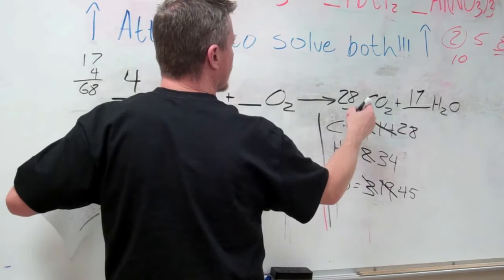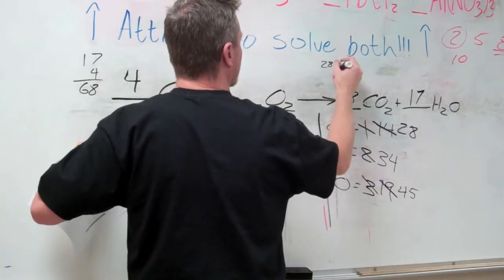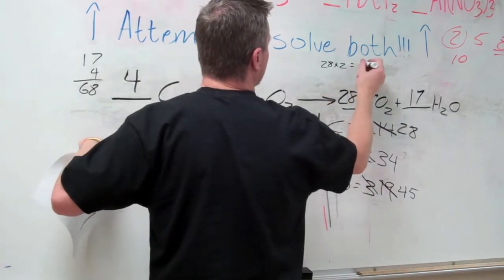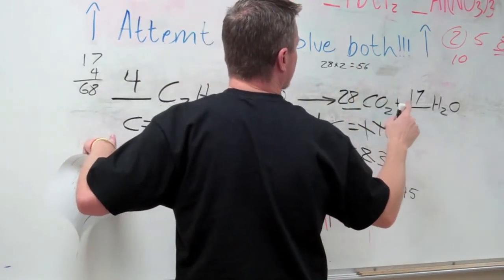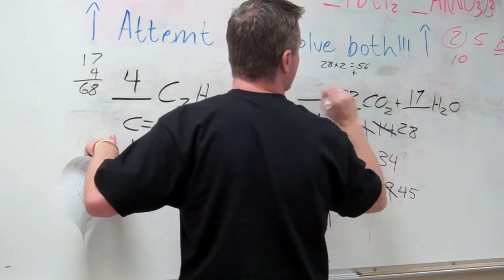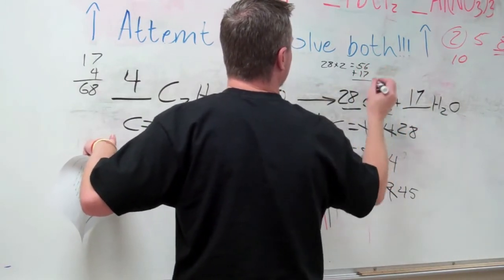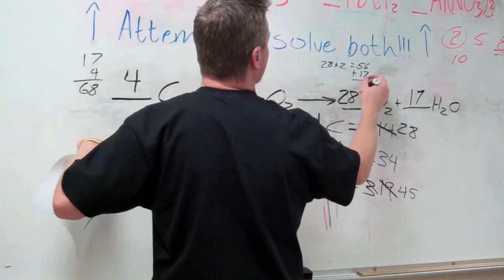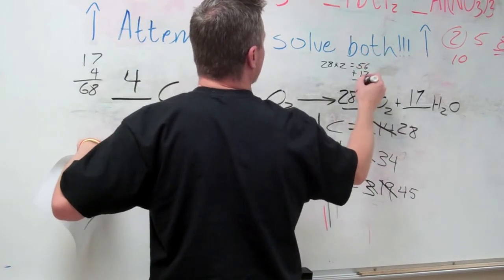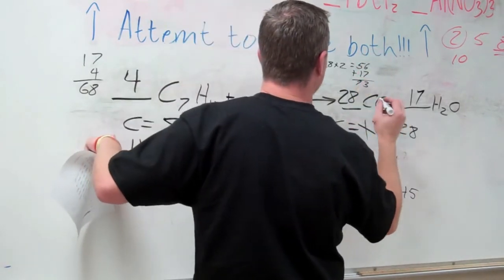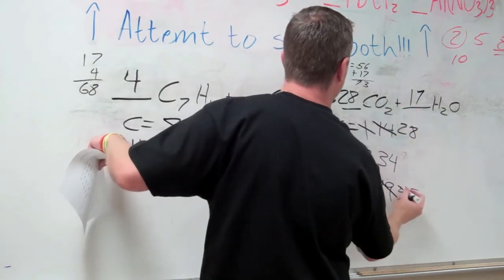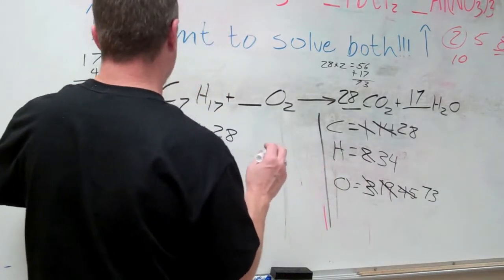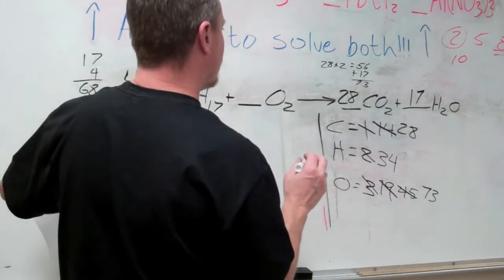Oxygen's changed now. 28 times 2. What's that going to be? 56 plus 17. Is that right? Yes. What's that now? 73. Yeah. Gets ugly, doesn't it? And this was the oxygen. 73. Okay. So now look across. 28, but you can't make 70. 34.